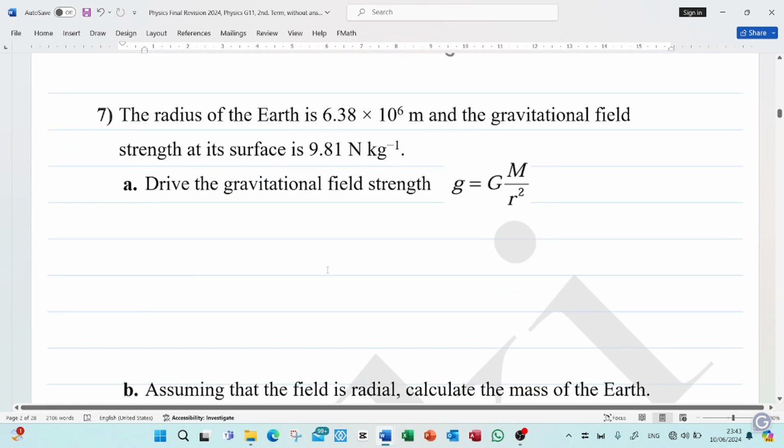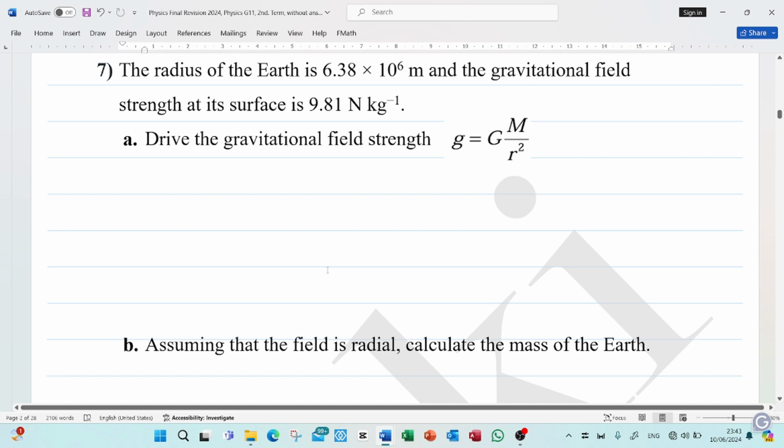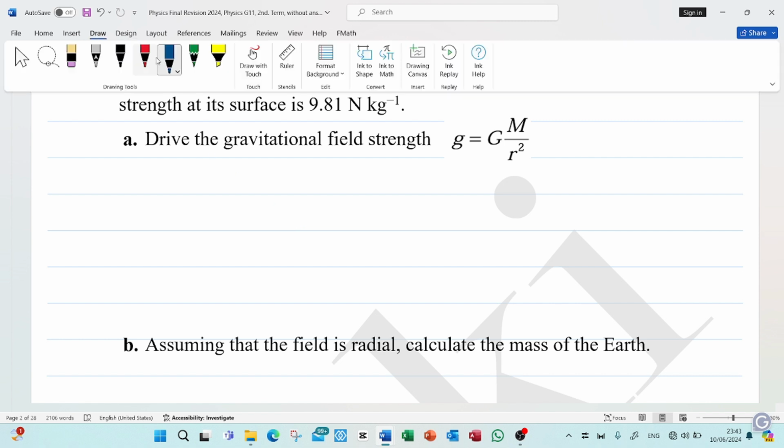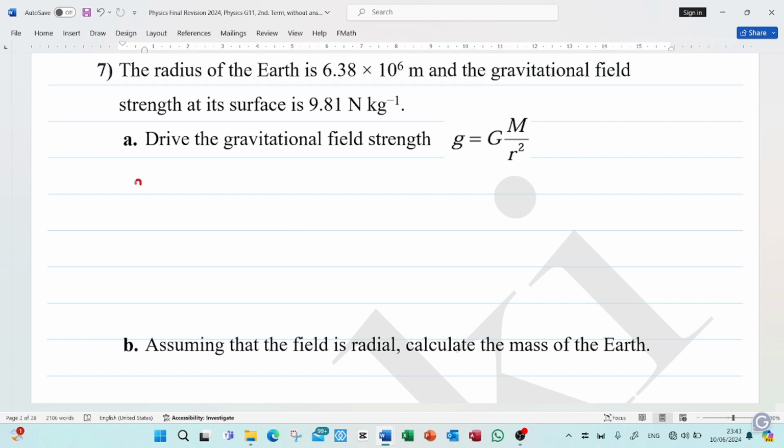Next question. Using the radius of the Earth and gravitational field strength, derive the gravitational field strength g. Now, how can we derive this? We know that the gravitational field strength is the force per unit mass.